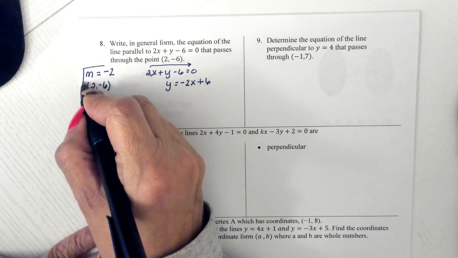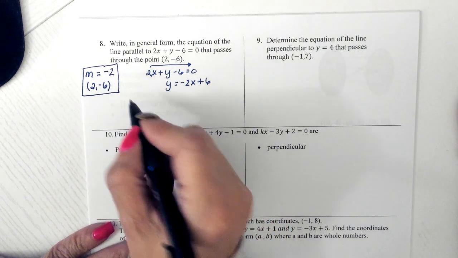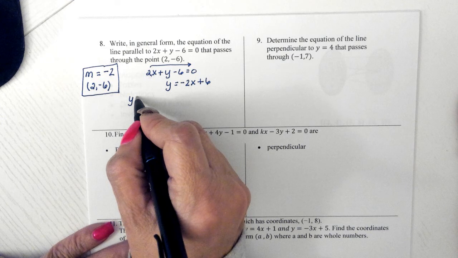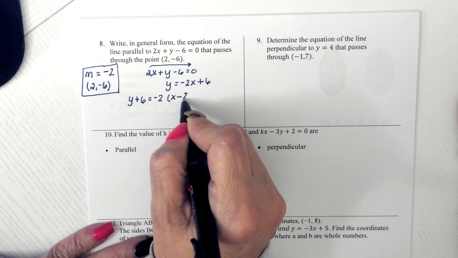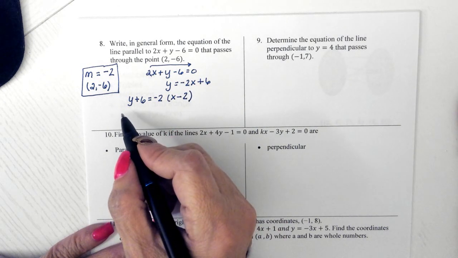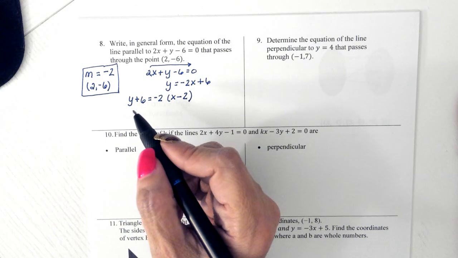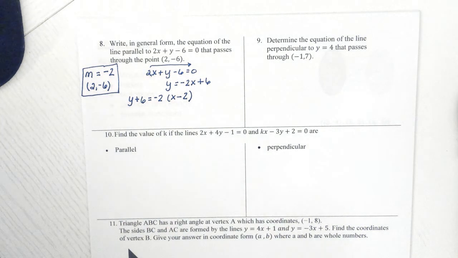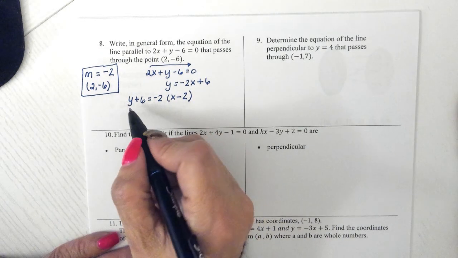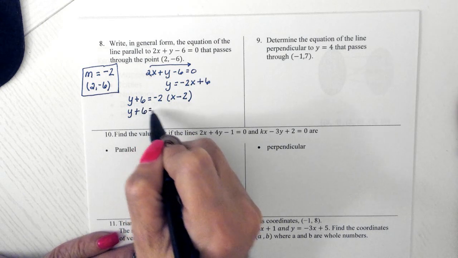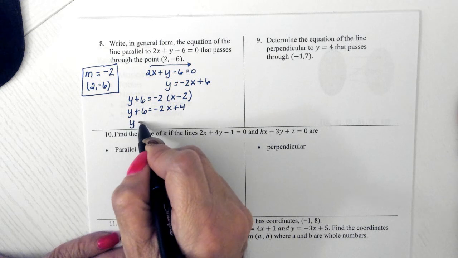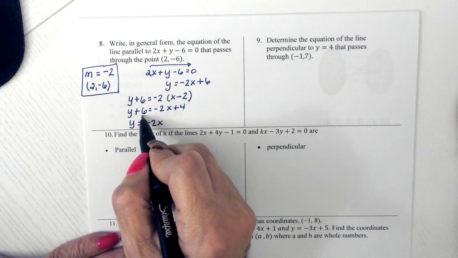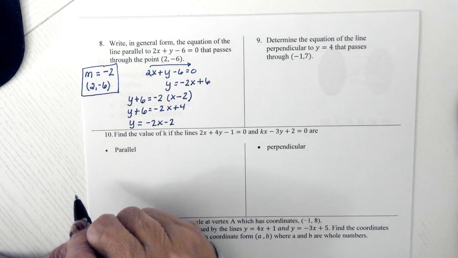I'm going to write the equation of this line right here. Y minus a -6 equals -2 times x minus 2. And I need to, am I simplifying that? Oh, let me turn my page. Yeah, I need to put it right in general form. So y plus 6 equals -2x plus 4. Let's subtract 6. Y equals negative 2x. Subtract 6, so that'll be minus 2.